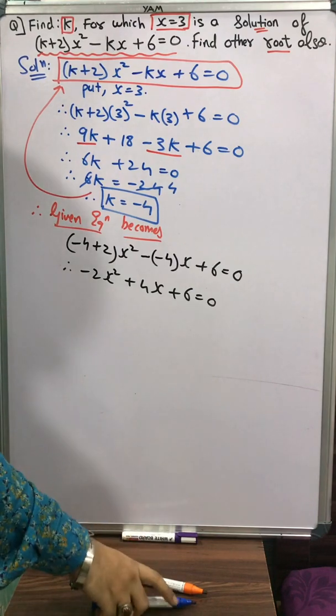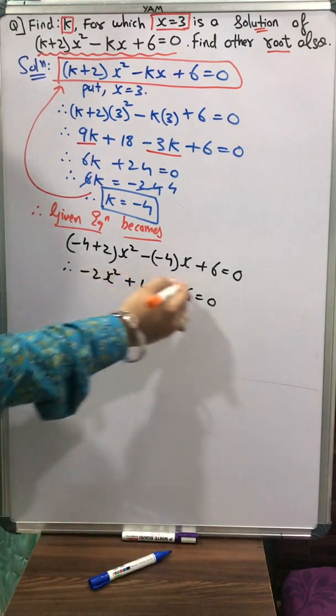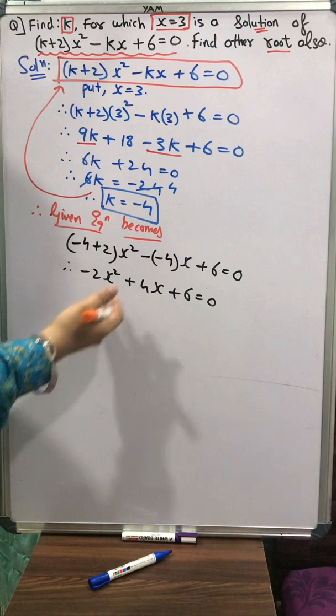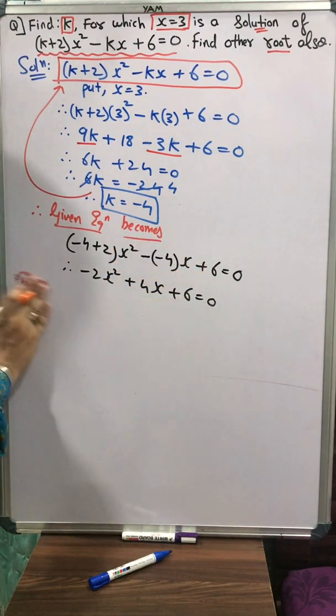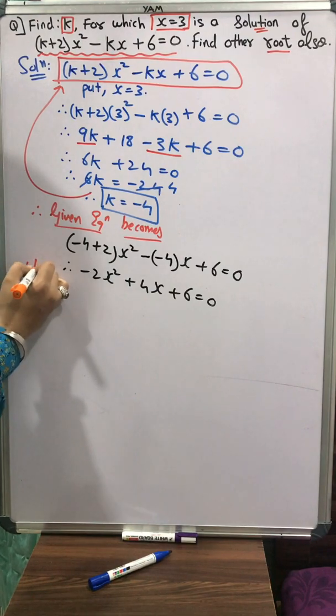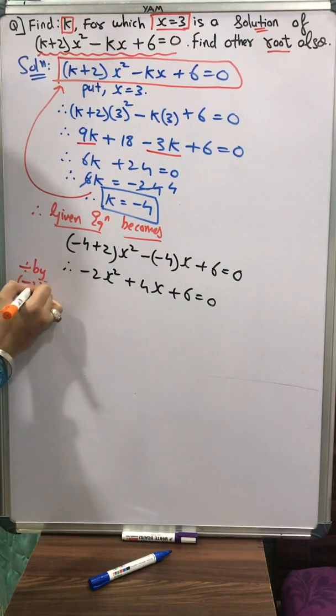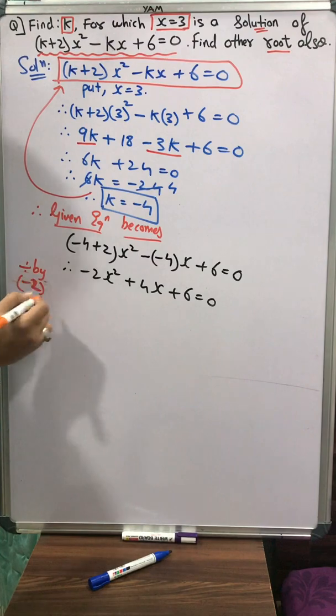And I can see students over here that every term is an even number. So I can easily divide by 2 also. So I'll say in short, dividing by minus 2. Dividing by minus 2. No need to write.